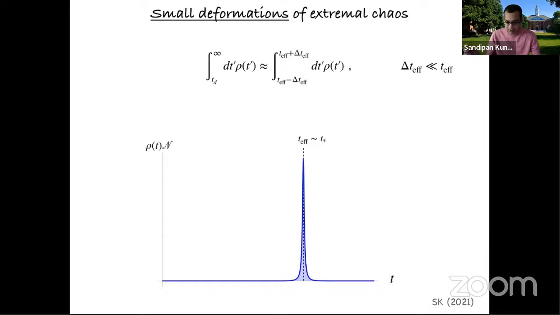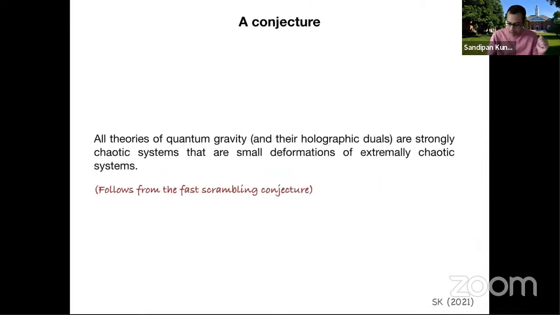In all cases, you will see that the density function has exactly this behavior. And in fact, not just that, in all known examples, the density function actually has a very simple profile. It only has a single peak, which looks exactly like this. So now it is very natural to make a conjecture which follows from the previous observation. We can make the conjecture that all theories of quantum gravity and their holographic duals are strongly chaotic systems that are small deformations of extremely chaotic systems. This is a very reasonable conjecture, which follows directly from the first Kremlin conjecture.